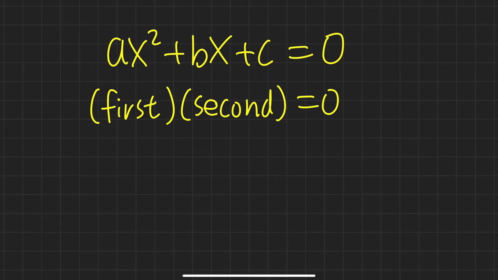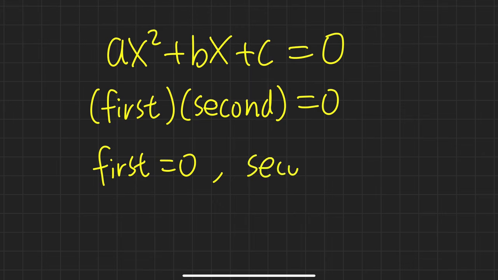Now, because this is equal to 0, we can use the zero product property, which says either the first factor will be equal to 0 or the second factor will be equal to 0. Then we can just solve them individually. That will be it. Now, let's put this in action.